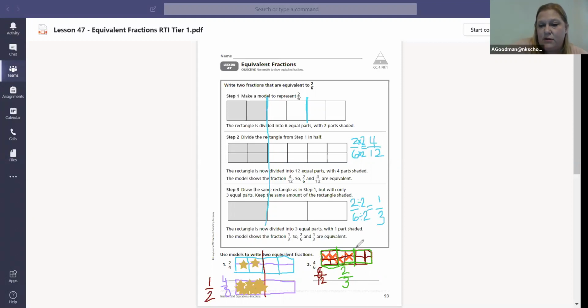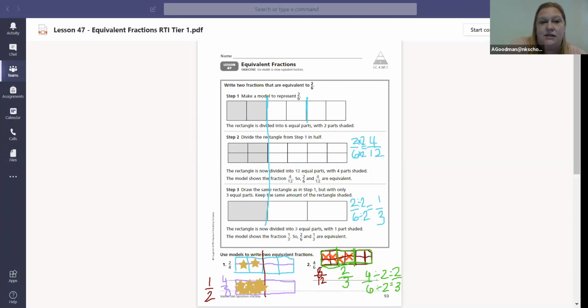So really what we did is took 4/6. And in order to get the 8/12, we multiplied it on the top and bottom by 2, right? And to get the 2/3, we divided by 2. So 4 divided by 2 is 2, and 6 divided by 2 is 3. So to get an equivalent fraction, we either multiplied by 2 or divided by 2. It works with any number, not just 2. But for this lesson, we're just using 2.